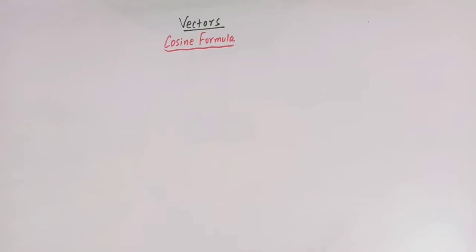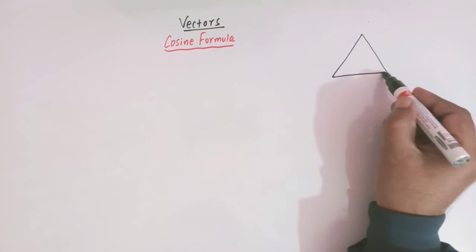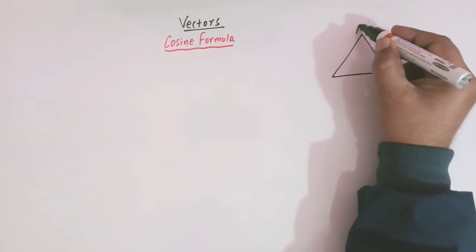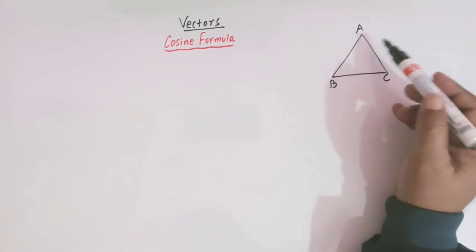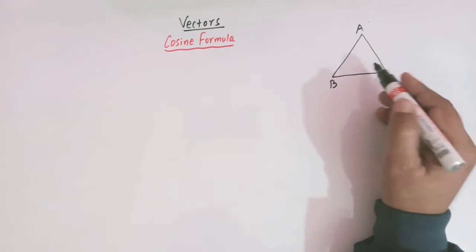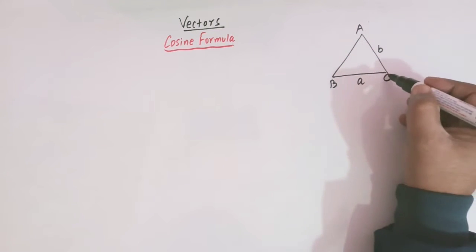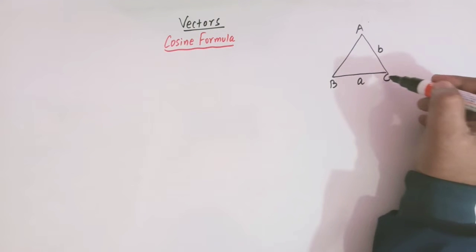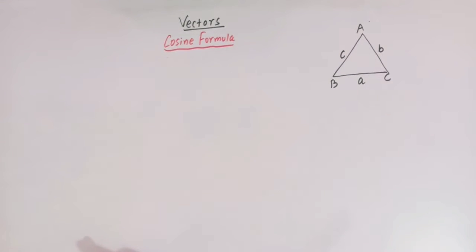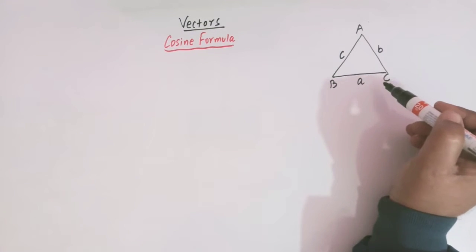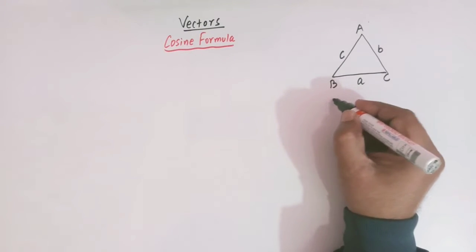Now suppose we have a triangle ABC, and let the vertices of the triangle be A, B and C. If the side BC has length a, the side AC has length b, and the side AB has length c, then we have three cosine formulas for this triangle. The cosine formulas go like this.